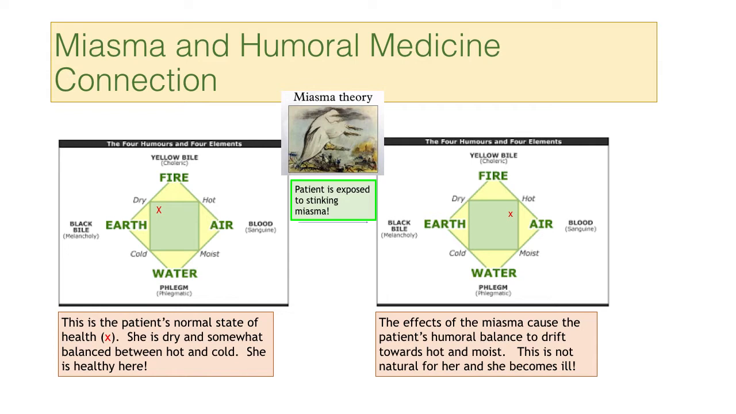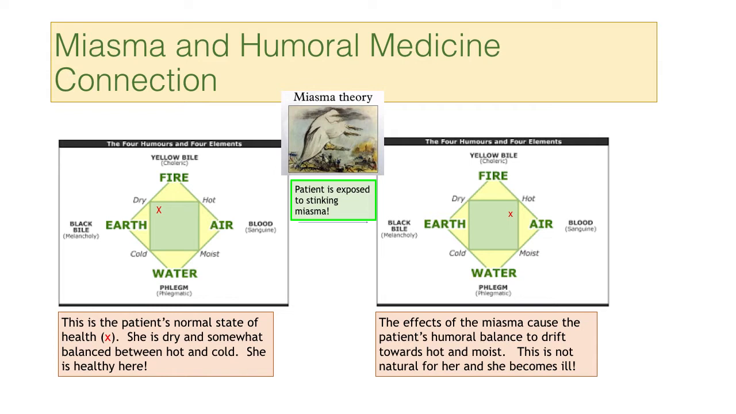Now, this view of disease being caused by a local stink fits very well within the humoral medical idea as well. So let's say you live in an area where human and animal waste has piled up, and the smell is absolutely breathtaking in a bad way. People who believed in miasmatic theory of disease causation and humoral medicine thought that the intense odors could disrupt and unbalance your natural state of health. So if you think back to that humoral chart that we looked at in Module 1, the stink makes your natural state of health drift into an unnatural state and you get sick.